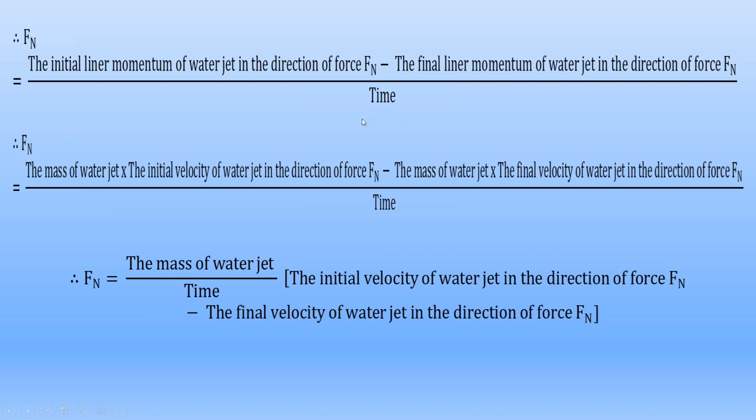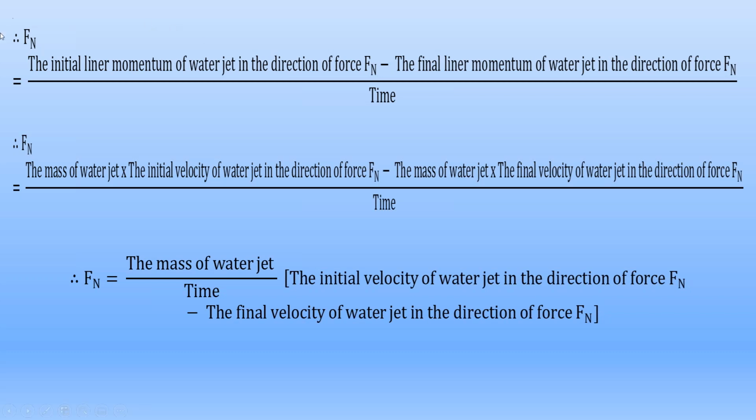So coming to the right hand side, the rate of change of linear momentum of water jet in the direction of force Fn. That is the right hand side. That is equal to, please check that carefully, the initial linear momentum of water jet in the direction of force Fn minus the final linear momentum of water jet in the direction of force Fn. This is the change in the linear momentum divided by time, because it is the rate of change of linear momentum of water jet in the direction of force Fn.